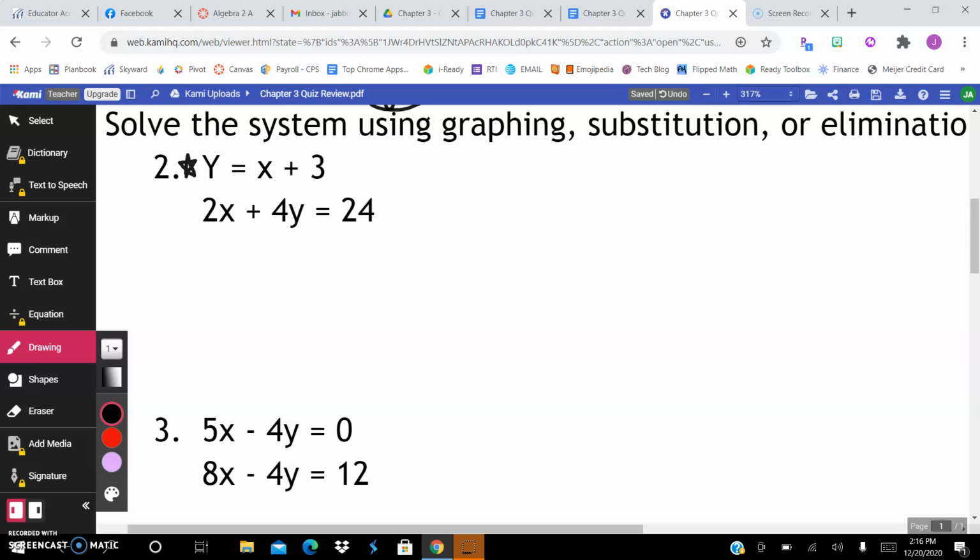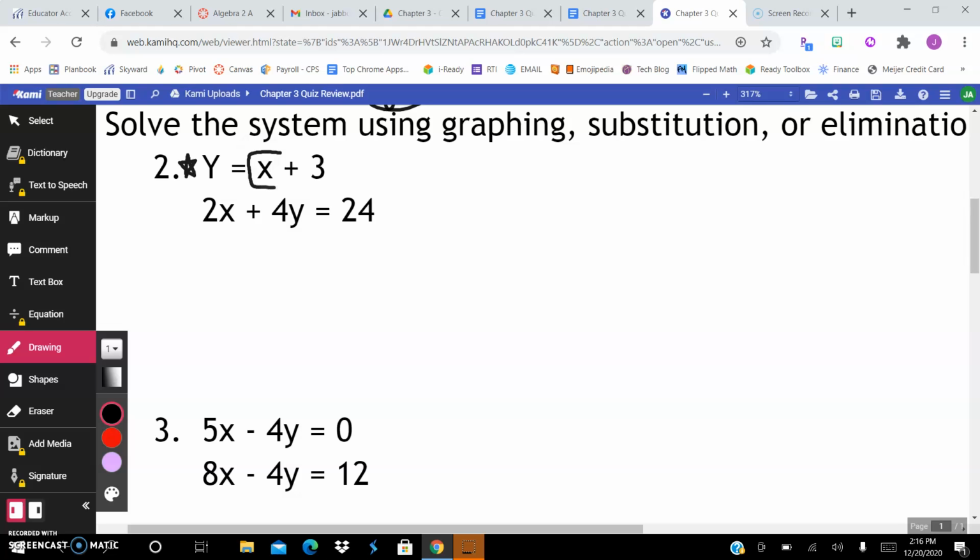So if you have y equals like this one, or x equals, then definitely use substitution. Elimination is where you want to use them where the x's and the y's are lined up, like in number 3. So for number 2, I'm going to show you substitution. And again, if you want to rearrange them and use elimination or do graphing, that's fine. I'm just trying to show you the easiest ways for the way they're set up.